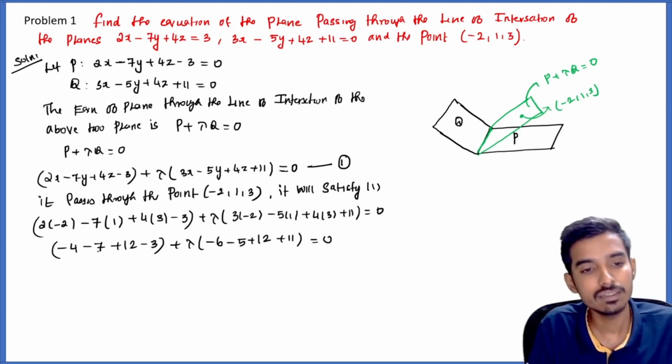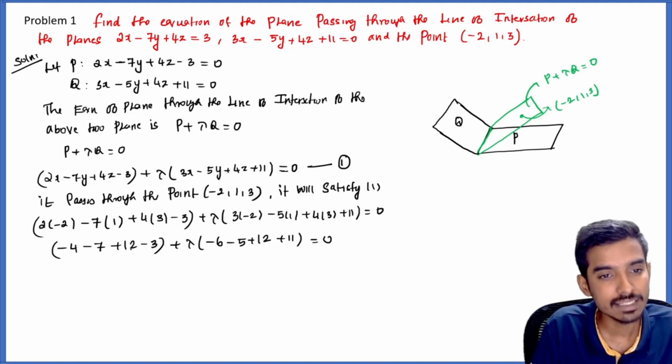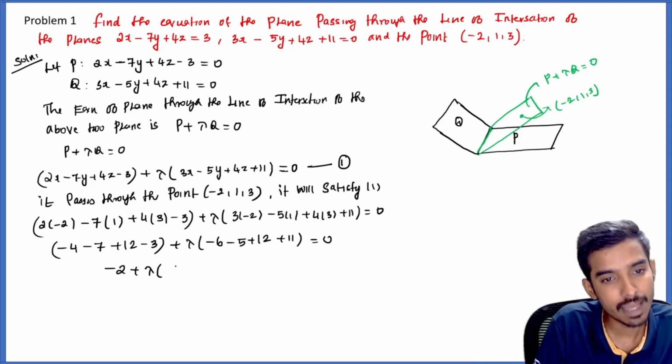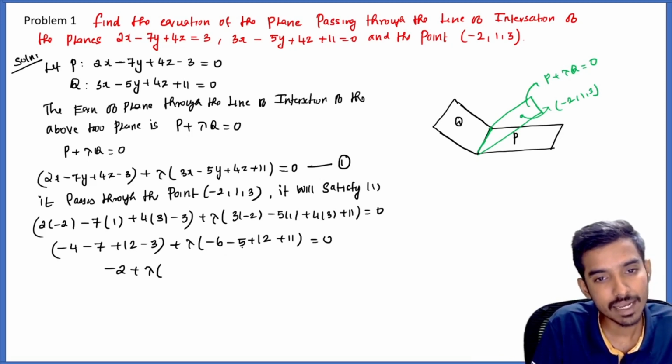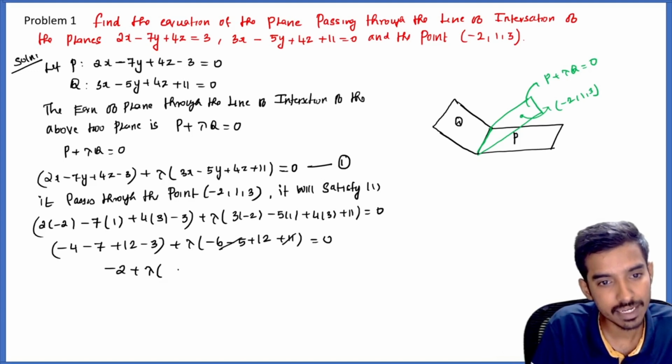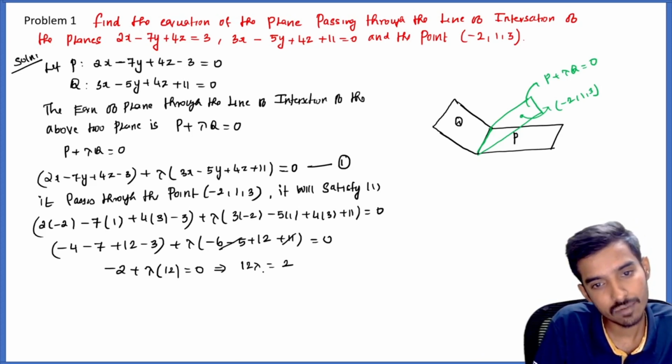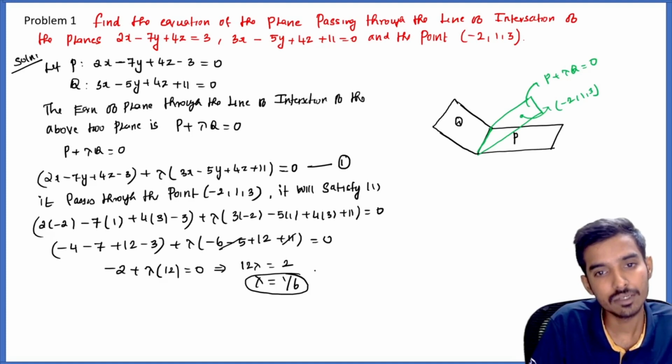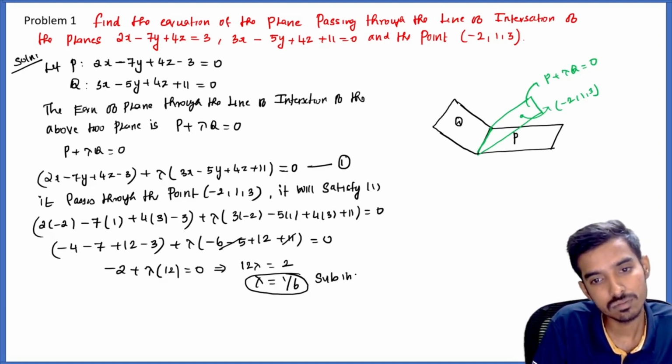So minus 4 minus 7 is minus 11. So minus 11 plus 12 is 1. 1 minus 3 is minus 2, plus lambda times minus 6 minus 5 is minus 11. So minus 11 plus 11 will get cancelled. So we have 12 lambda minus 2 is equal to 0. This implies 12 lambda is equal to 2. That means lambda is equal to 1 by 6. Right? So substitute in 1.